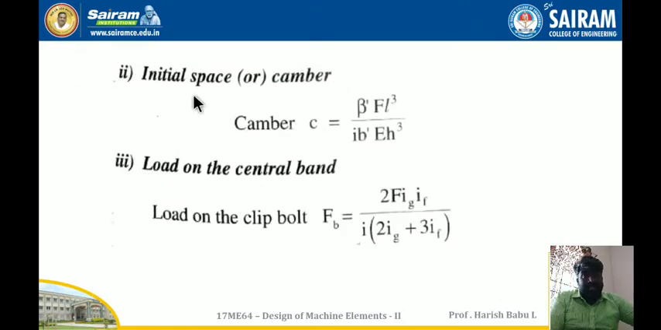The second step is the initial space or camber. So camber C is equal to beta' F L cubed divided by i beta' E h cubed. Coming to the third and last, the load on the central band. Load on the central band Fb is equal to 2 F i g divided by 2 i g plus 3 i f. So these are the steps involved in the procedure of the design of leaf springs.